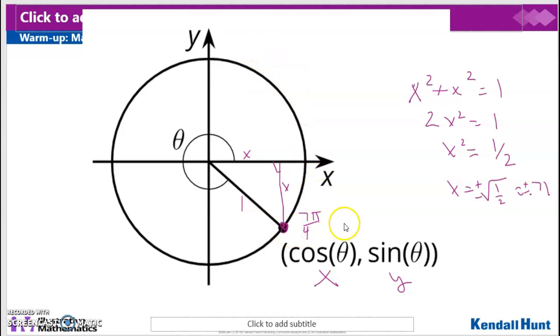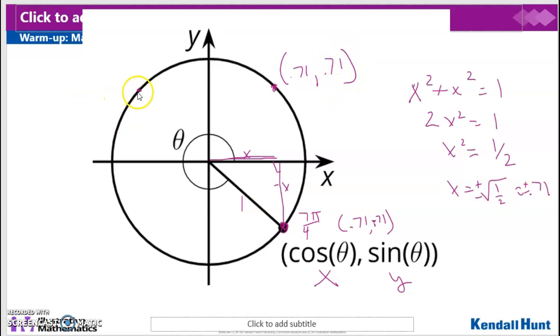To determine the coordinates of this point, I know that it's 0.7, 0.7, and you could go 0.71 if you'd like to. And then the next thing I need to think about is direction. This one is positive, but this one's negative. So that would be a positive 0.7 and this would be a negative 0.71. If I was up here in the first quadrant, they'd both be positive.